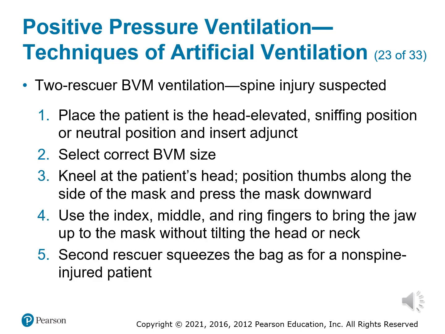Two-rescuer BVM ventilation with spine injury suspected. First, you're going to place the patient in the head elevated sniffing position or neutral position and insert the airway adjunct. Next, you're going to select the correct BVM size. Then you're going to kneel at the patient's head, position the thumbs along the side of the mask, and press the mask downward. Use the index, middle, and ring fingers to bring the jaw up to the mask without tilting the head or the neck. The second rescuer will then squeeze the bag as for a non-spine injured patient.